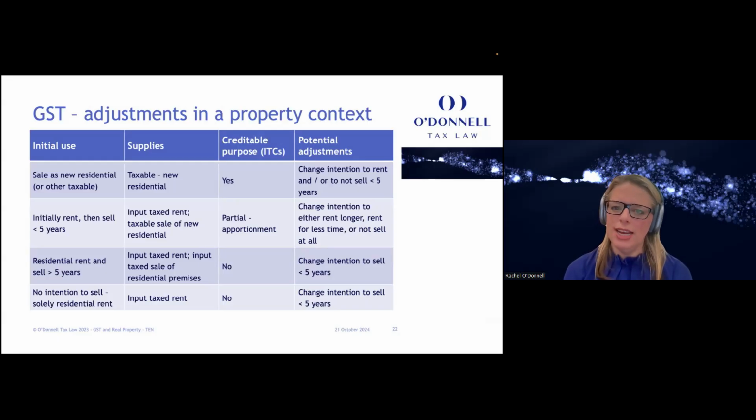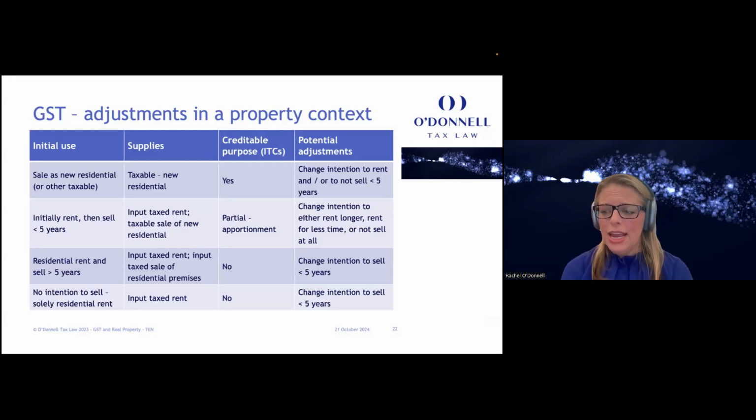But then if you change the intention to either rent the property out, so to use it for residential rent, which has a non-creditable purpose, and or if you are not going to sell it for 5 years and you're going to rent it out for 5 years and then subsequently sell it, then it's going to change from being new residential to existing residential. You've got a change of creditable purpose there. You might have an increasing adjustment to give back some of the GST and input tax credits that you claimed.